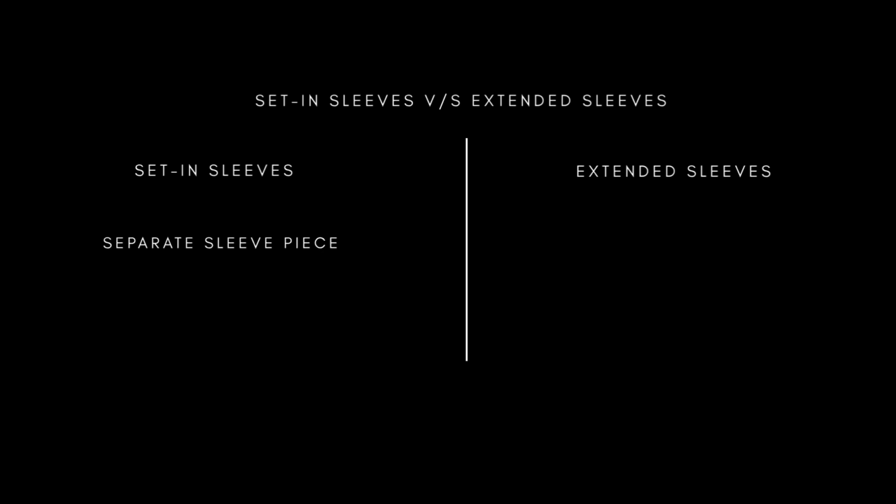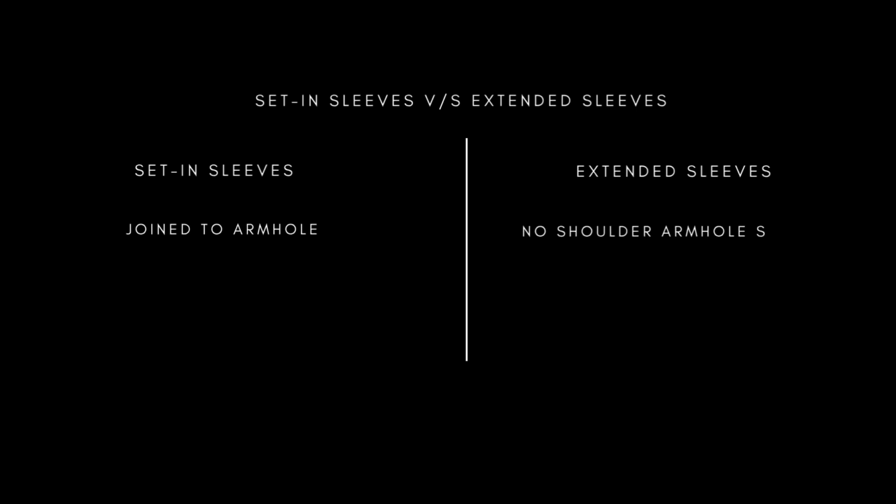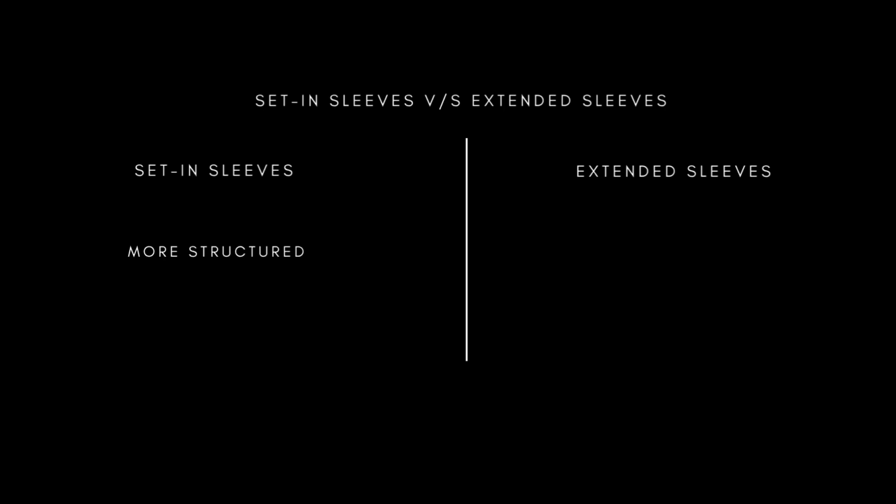In set-in sleeves, a separate sleeve piece is constructed and then attached to the bodice, whereas extended sleeves are just an extension of the bodice. Set-in sleeves are joined to the armhole, whereas in extended sleeves, no shoulder or armhole seam can be seen. Set-in sleeves give better shaping, whereas extended sleeves give a relaxed fit. Set-in sleeves are more structured, whereas extended sleeves have a loose silhouette. Set-in sleeves are more suitable for tailored garments, whereas extended sleeves are suitable for casual garments.